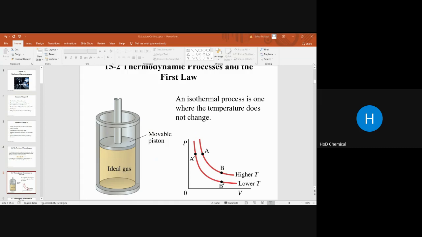Okay, this is the isothermal process. In this isothermal topic we have to discuss the power isothermal, which means isothermal power. It is the power which is theoretically required to compress a gas under constant temperature.